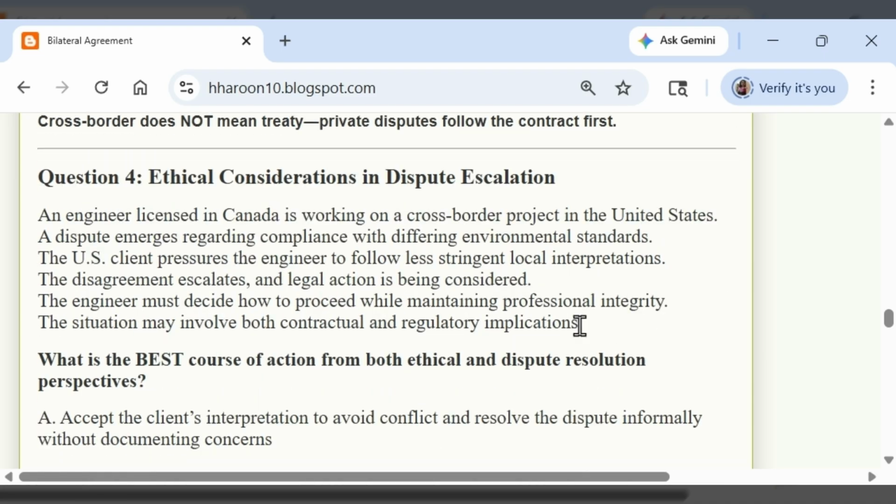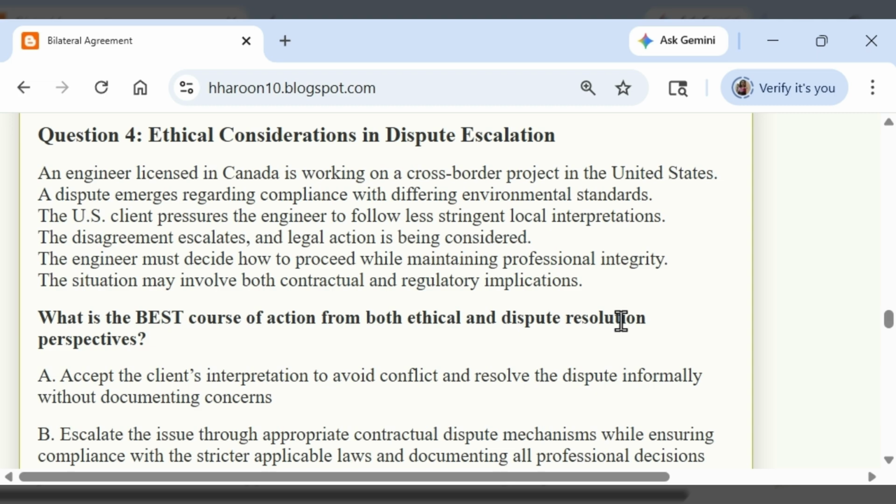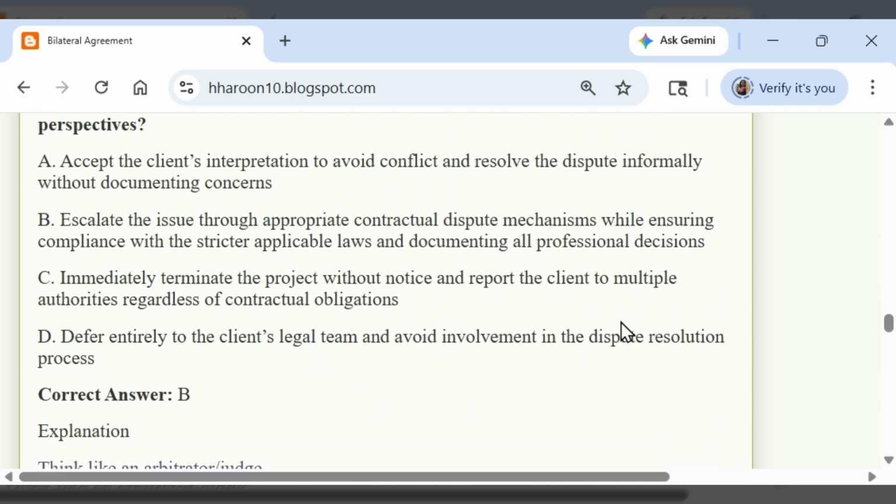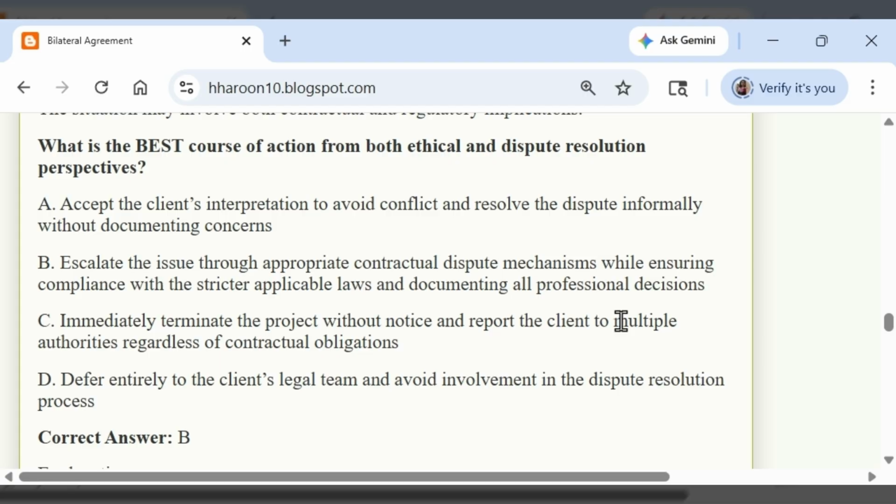Question 4: ethical considerations in dispute escalation. An engineer licensed in Canada is working on a cross-border project in the United States. A dispute emerges regarding compliance with differing environmental standards. The US client pressures the engineer to follow less stringent local interpretations. The disagreement escalates, and legal action is being considered. The engineer must decide how to proceed while maintaining professional integrity. The situation may involve both contractual and regulatory implications. What is the best course of action from both ethical and dispute resolution perspectives? A.